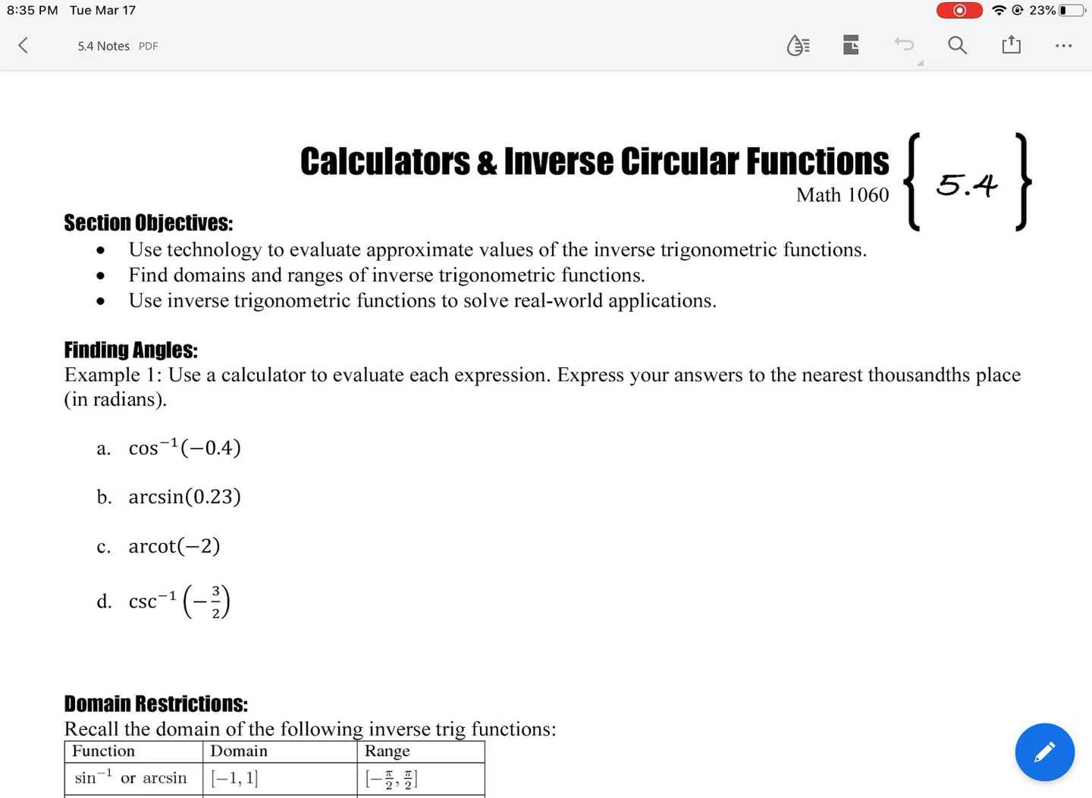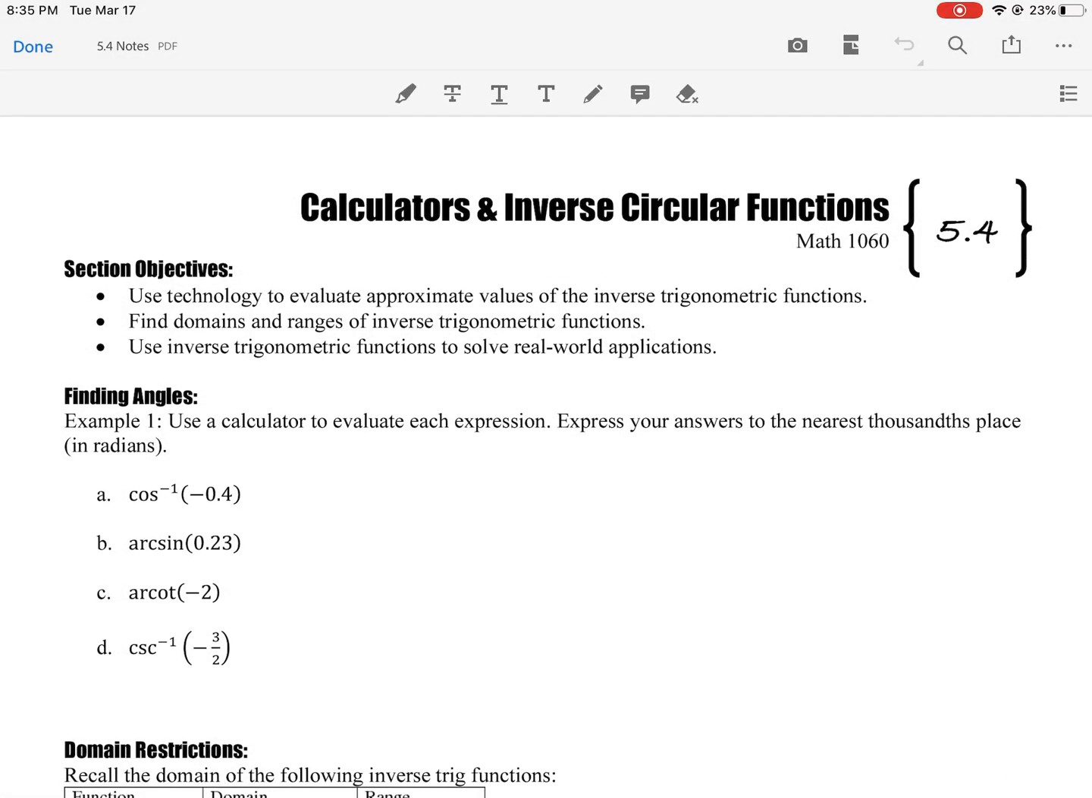So our first answer here was, we're going to the nearest thousandths, so that's 3 decimals, so 1.982. And then arc sine was 0.232 for arc sine.